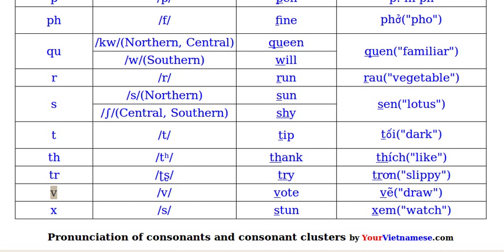The next consonant is V, as in vote. Example is ve. And the last consonant is pronounced as s, as in stun. Example is sam.